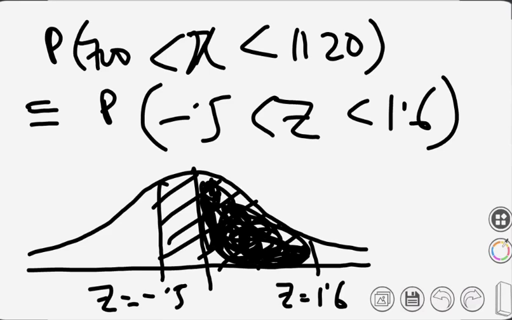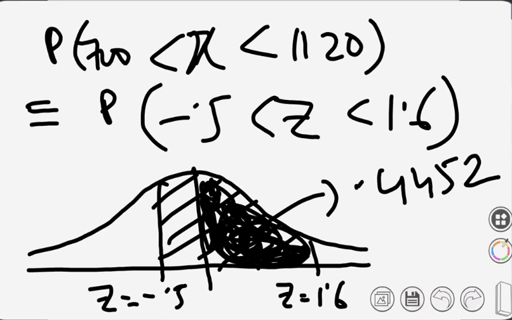So who can tell me this particular area from the table? Look at the table, it's given. For 1.6, the table gives 0.4452. This area is 0.4452.